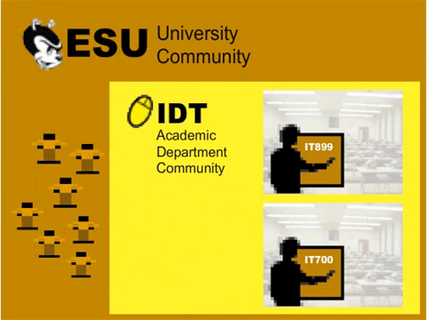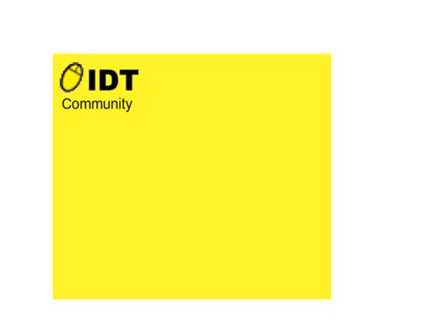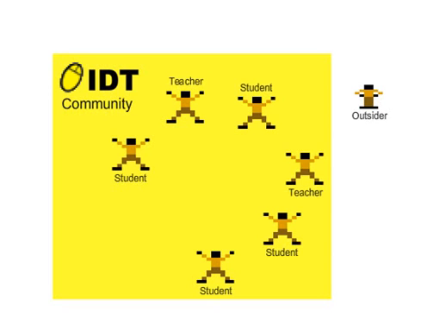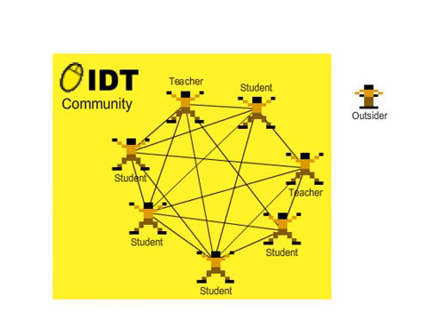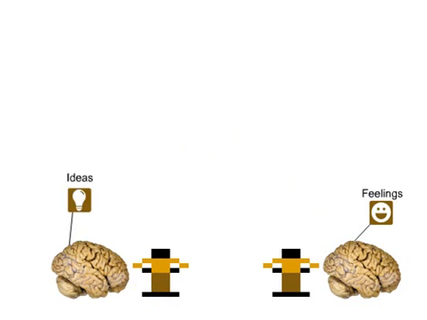In this project, we'll ignore community inside the classroom and focus on community outside the classroom to see how it affects learning. What is community? Community is a group of people who interact regularly. Community members convey feelings and ideas through these interactions.